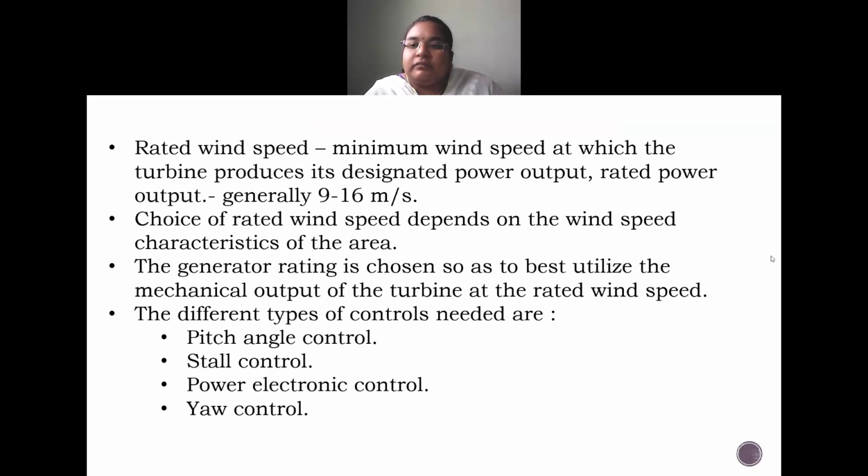Next, rated wind speed. Rated wind speed is the minimum wind speed at which the wind turbine produces its designated power output, that is nothing but the rated power output. Generally, this rated wind speed will be around 9 to 16 meters per second. Now just look at this number, 9 to 16 meters per second. That will be your wind speed at which the generator will start producing its rated electricity.